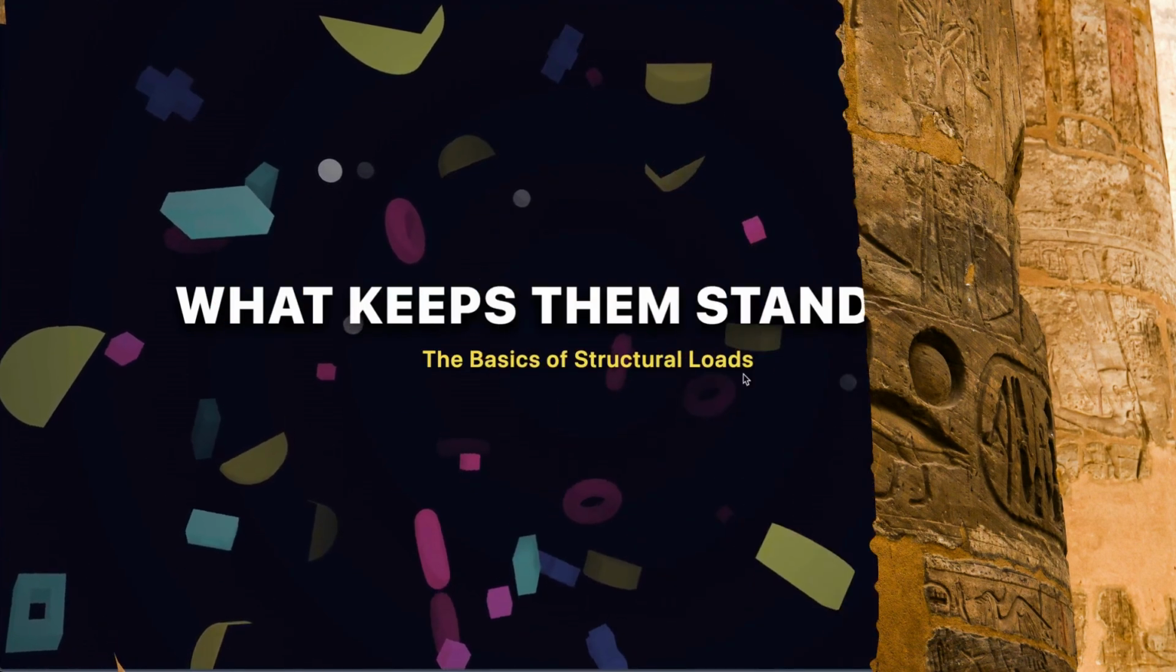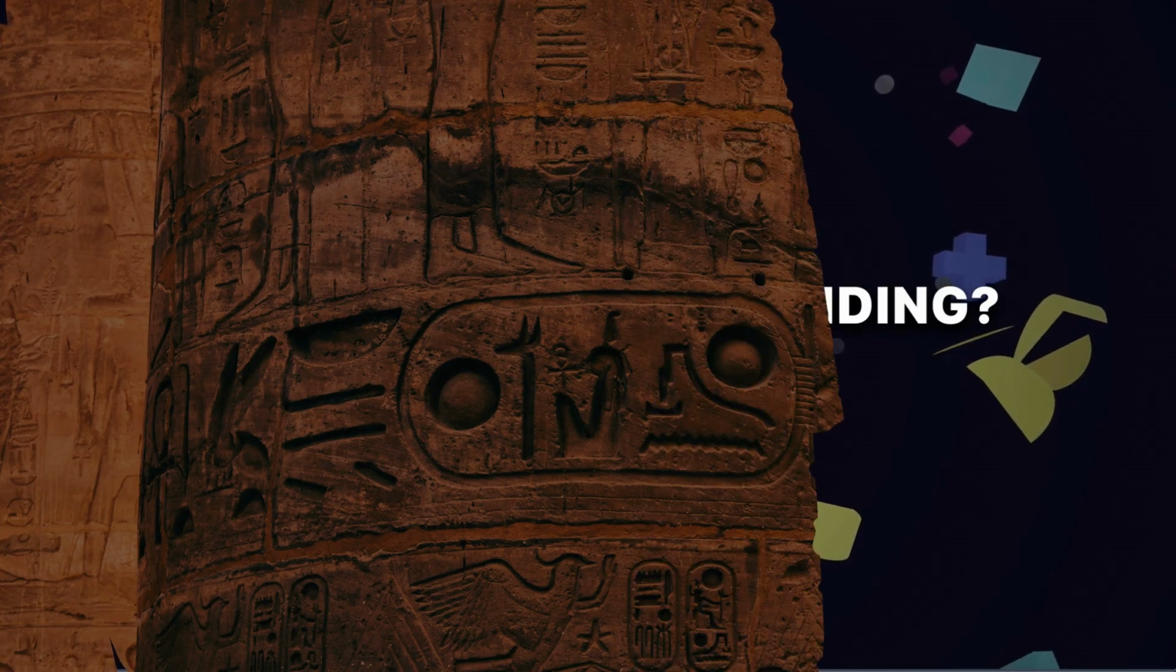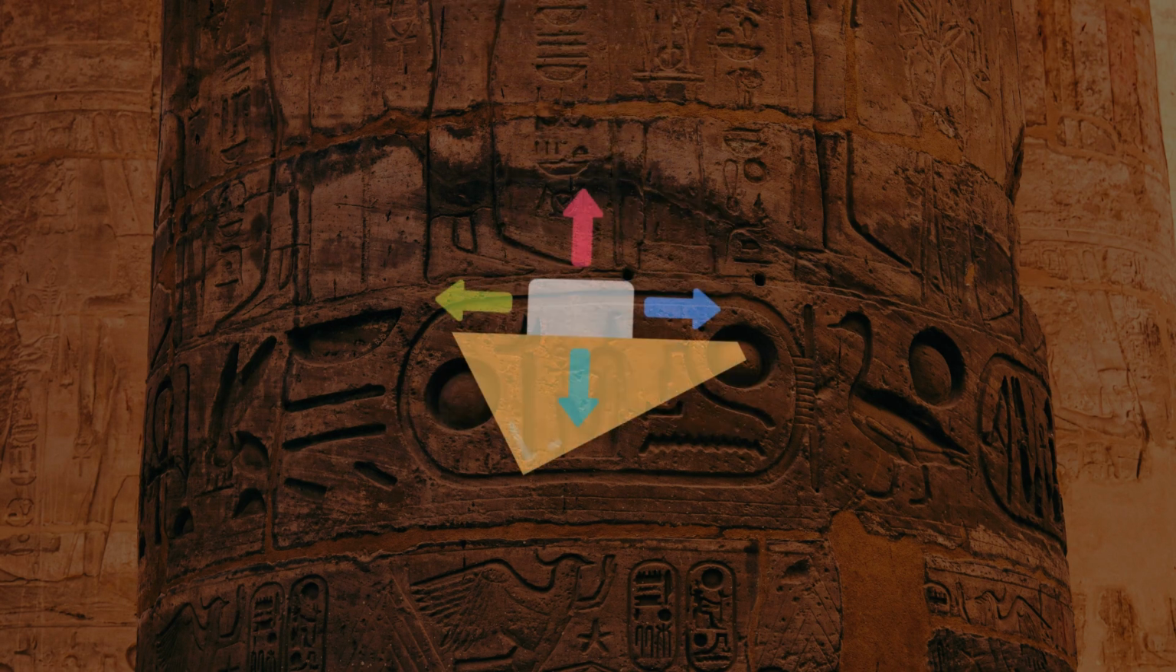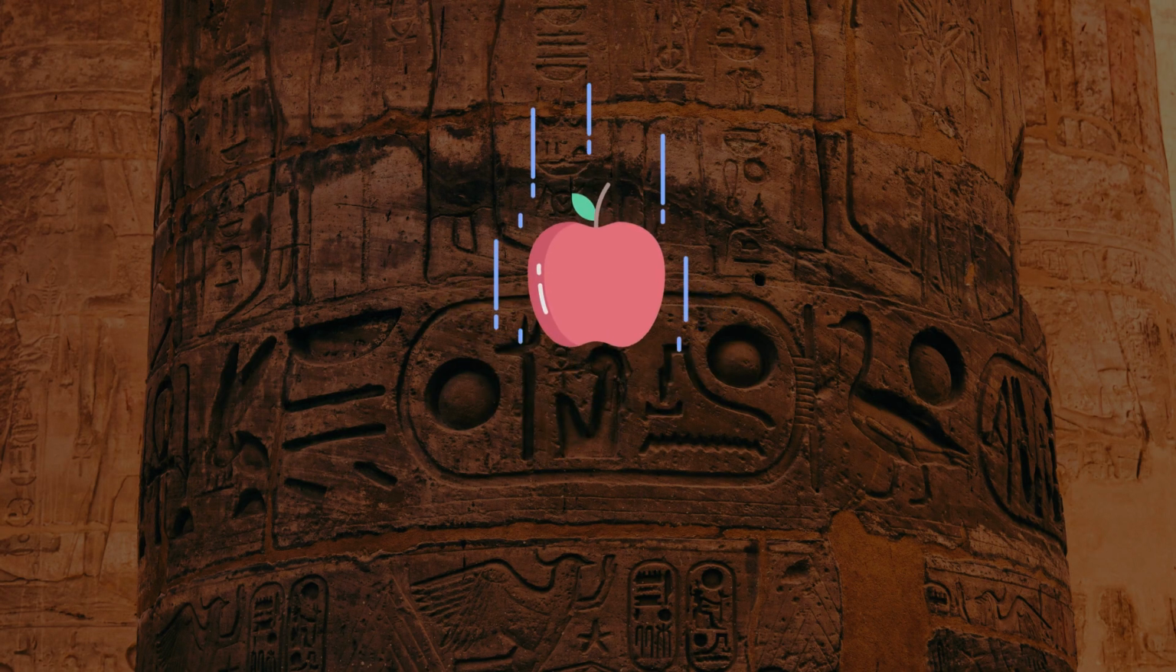To understand loads, we first have to look at buildings in 3D. A structure isn't just a flat drawing. It has a vertical plane, front to back, a transverse plane, left to right, and the horizontal plane, top to bottom. Forces can hit a building from any of these directions. Let's start with the most obvious one, gravity.